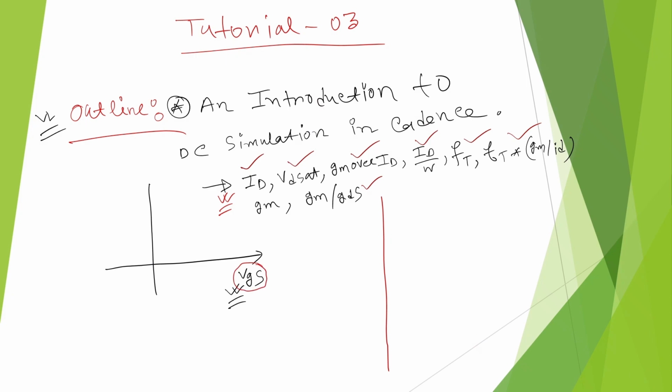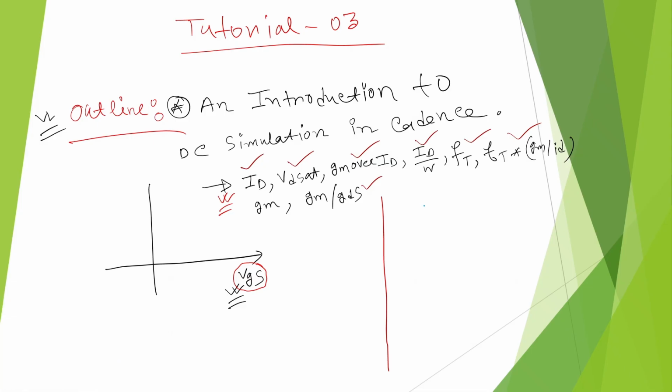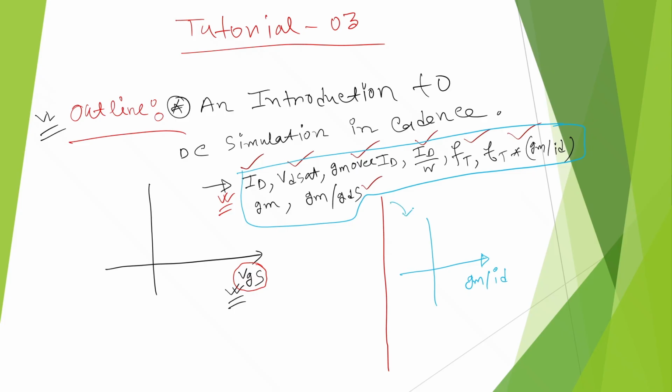with respect to VGS, but this is not our objective. Our objective is that we will plot all these parameters with respect to GM over ID. That means ID versus GM over ID, VD set versus GM over ID. We need this plot, not this. Cadence provides me this plot, but I need that plot.